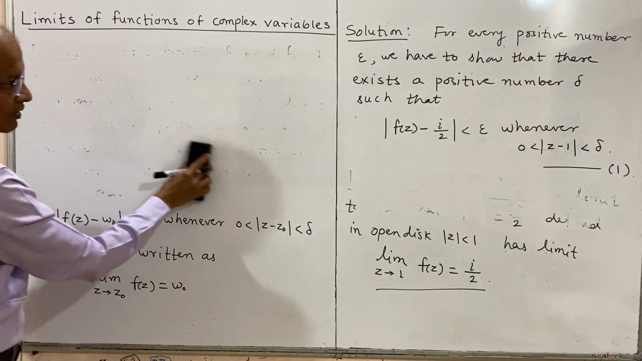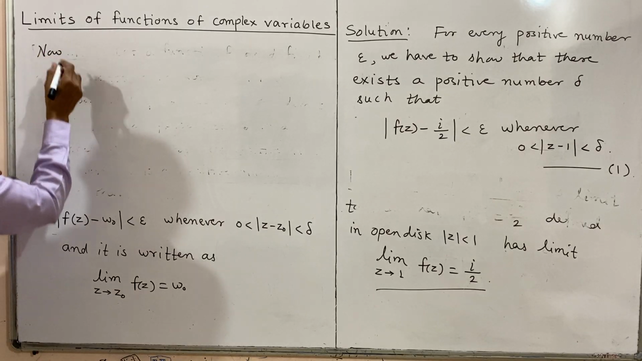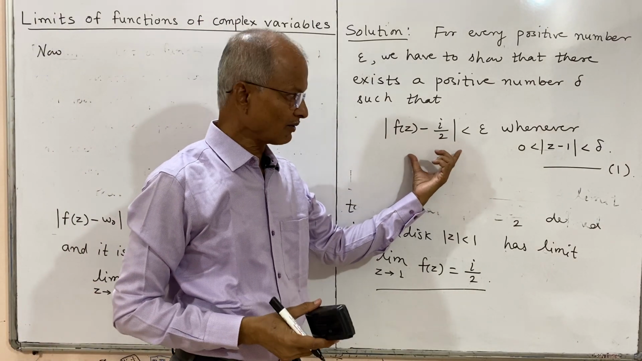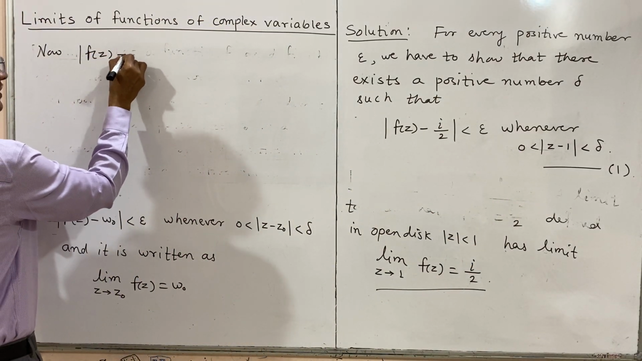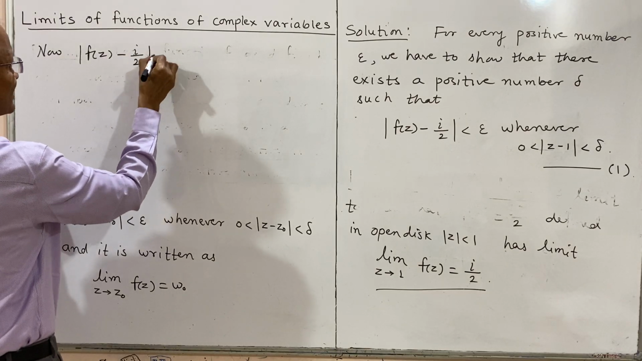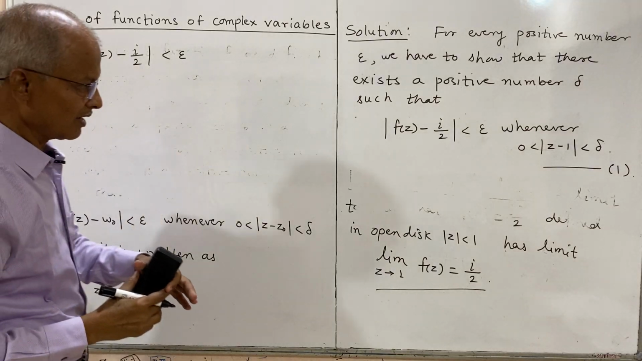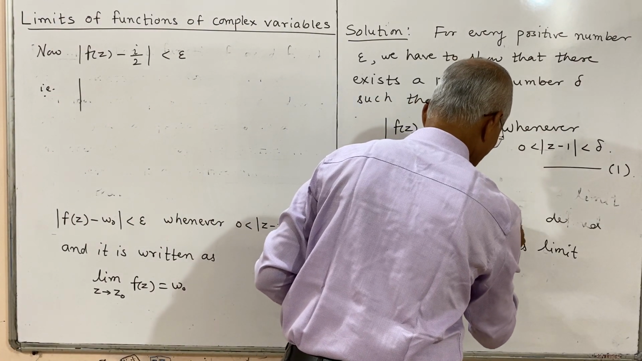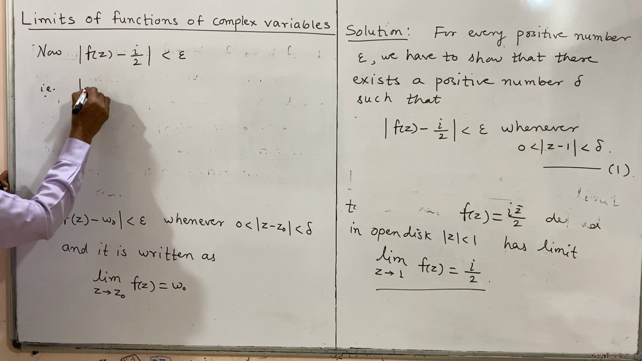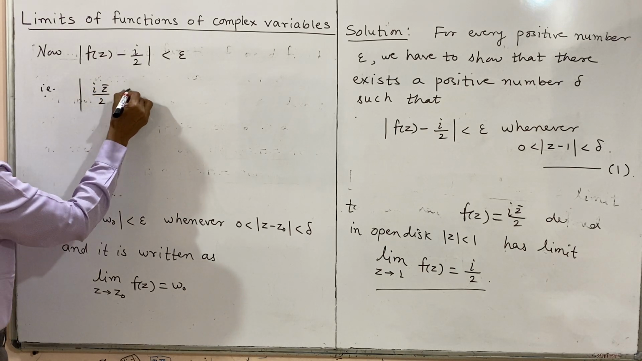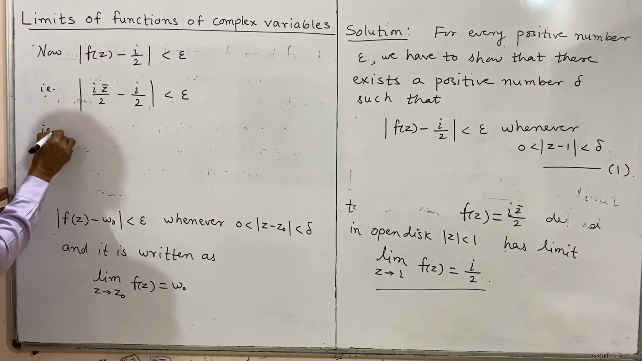See, what is f of z? Now we will consider this condition, and we will obtain delta. So now what is |f(z) − i/2| < epsilon? That is, what will be f of z? F of z we have here considered as i z bar divided by 2, and therefore we will put this value here: |i z bar/2 − i/2| < epsilon.